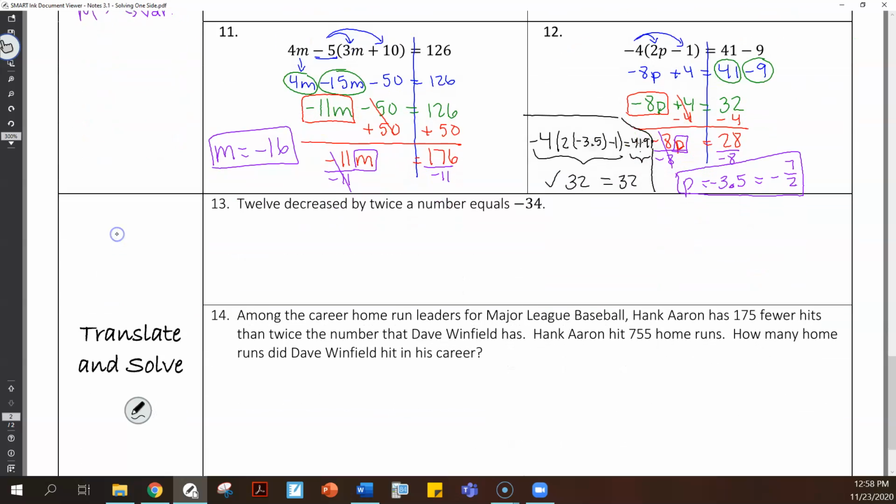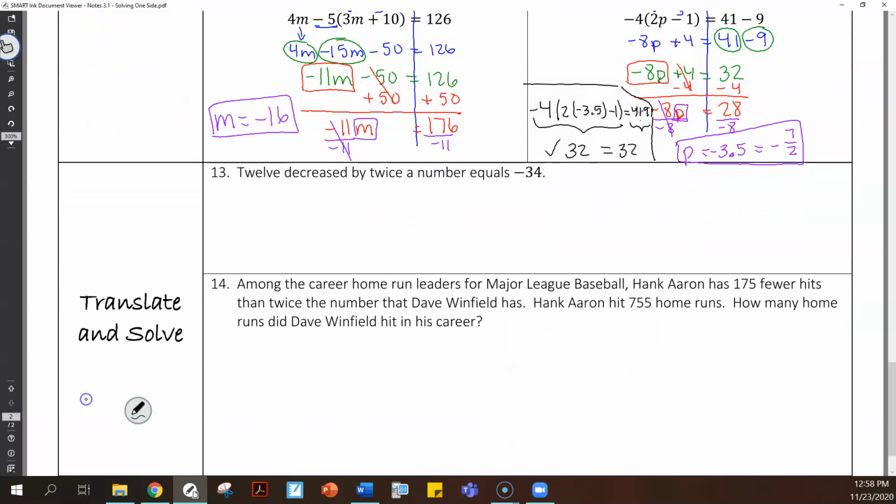Okay. The last little thing we need to talk about is word problems that we then need to solve. So this is kind of combining what we did when we translated and this solving part. So I'm just going to show you these two examples really quick. So we want to translate first and then solve.